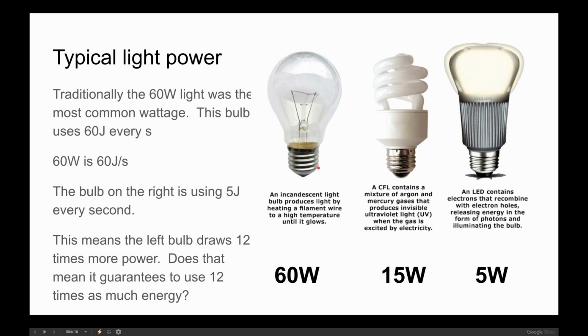Now, does this guarantee that if this bulb is using 60 joules a second and this one uses 5 joules a second, that this bulb guarantees to use more energy? And the answer is like this. How is it that a person making $5 an hour could earn more than a person making $60 an hour? So how is it possible a bulb that burns 60 joules every second might not use as much energy as the bulb using 5 joules a second? And if you can answer that, you really got a grasp of power versus energy.